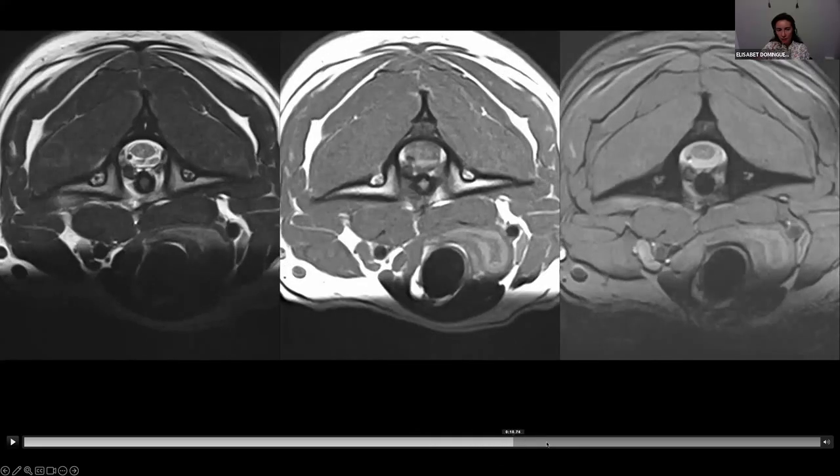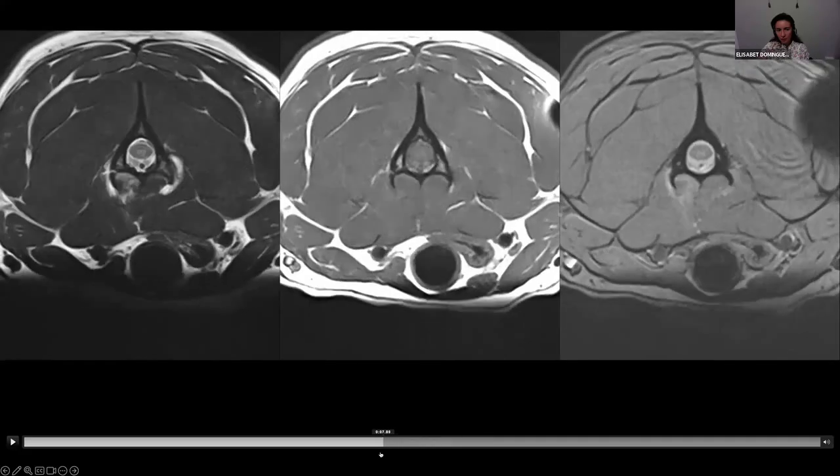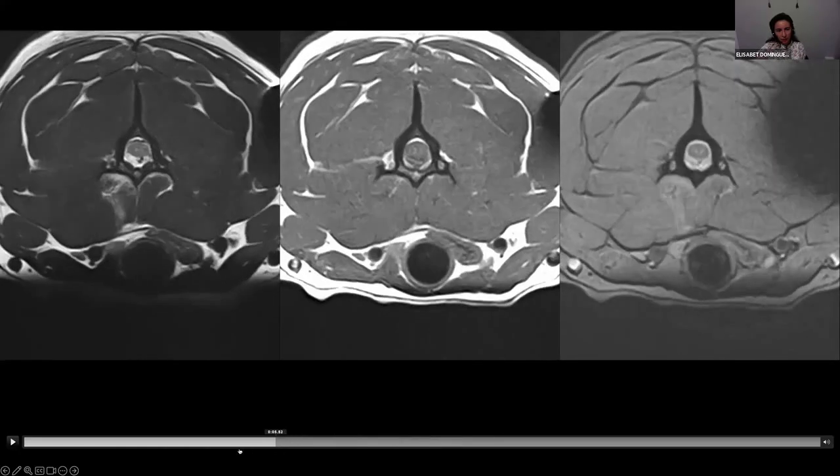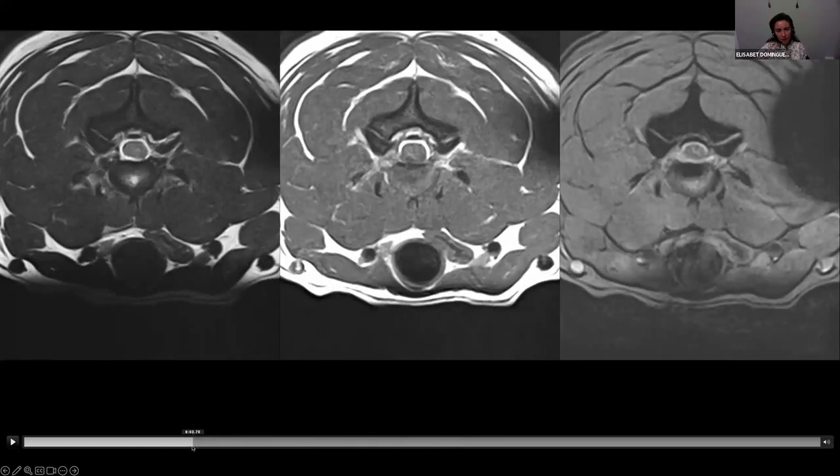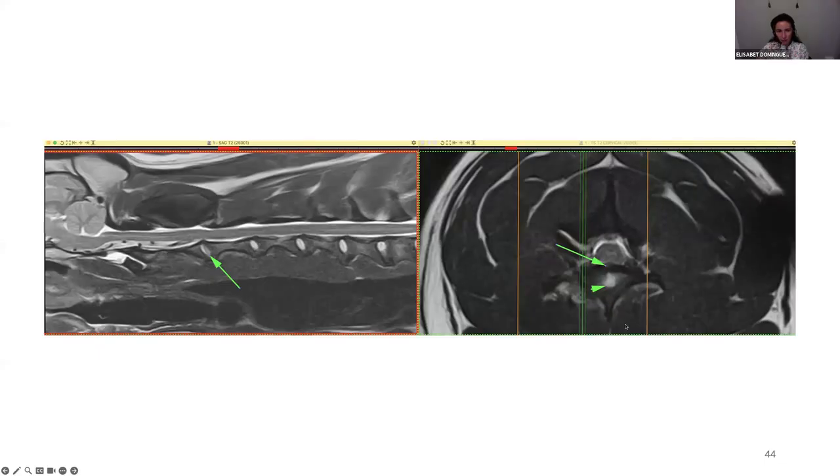And we can also see that the spinal cord has no evident intramedullary lesion, okay? And then when we move to the C2, C3 intervertebral disc space, we see that this nucleus pulposus is reduced and that there's a little bit of extradural material on the right ventral aspect of the vertebral canal that is causing a minimal dorsal displacement of the spinal cord, sorry.